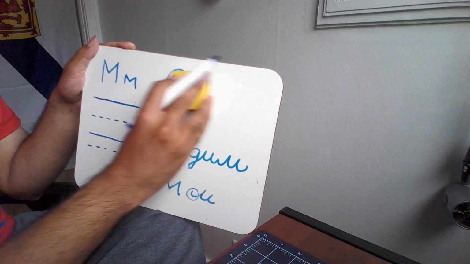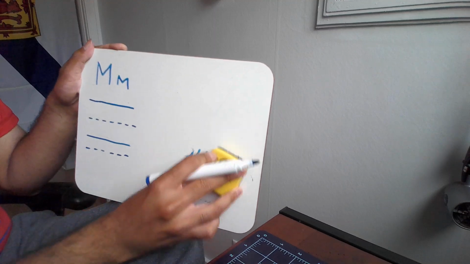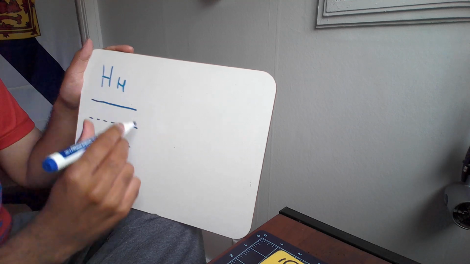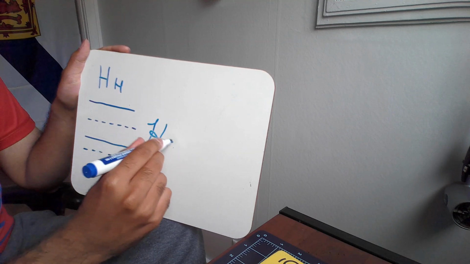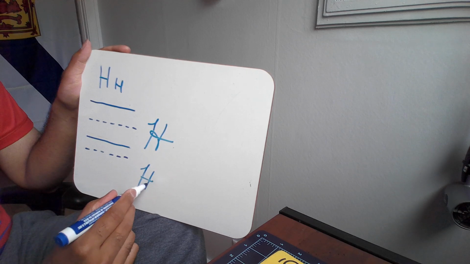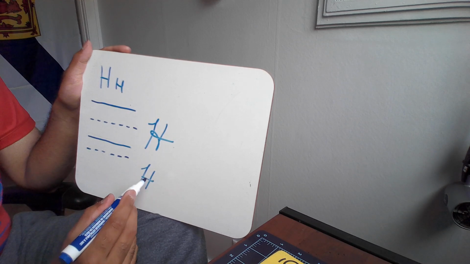Now we'll continue with the next letter, which is N. But looks like an H in English. So this is the N. You could write it with a loop. You could just go across with just a line going across.